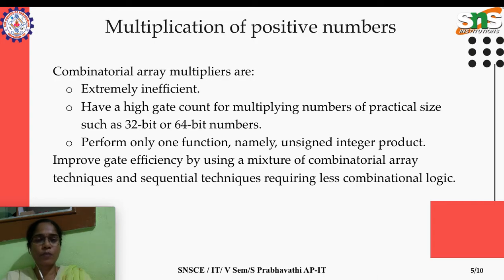So to improve its efficiency, we need to think of it the other way. We should not depend on combinational logic design alone. Instead, we have to take a mixture of both combinational and sequential logic techniques to implement the multiplication of positive numbers. That sequential technique we are going to see, and how it reduces the number of gates.